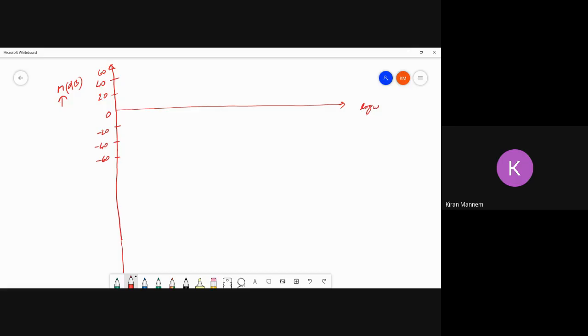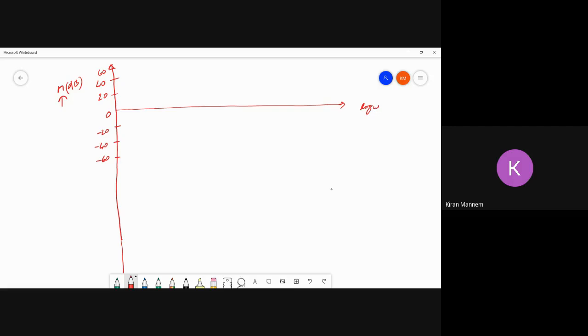So I think we have drawn the first asymptote. So what's the first asymptote? A straight line with a slope of minus 20 dB per decade passing through 20 log k, that is k equal to 6, which is 15.56 dB at omega equal to 1. So this is how we have the first asymptote.